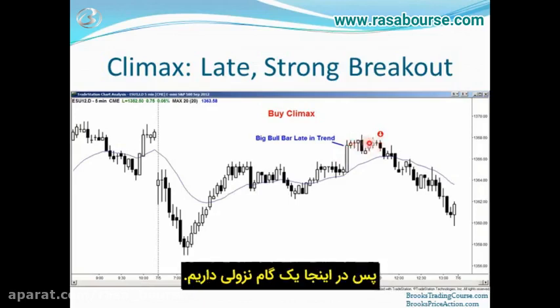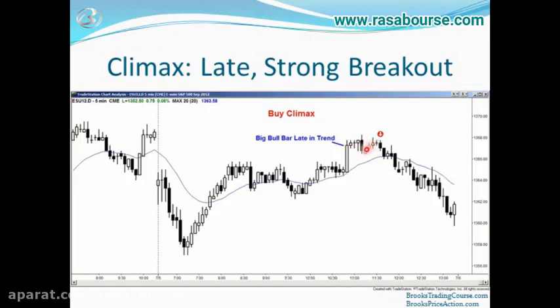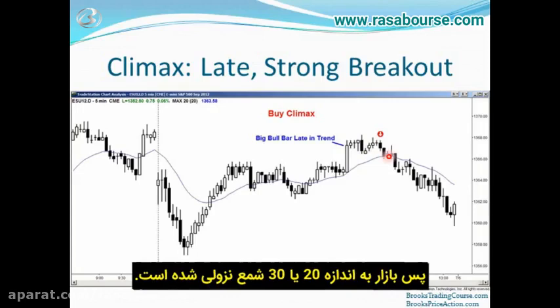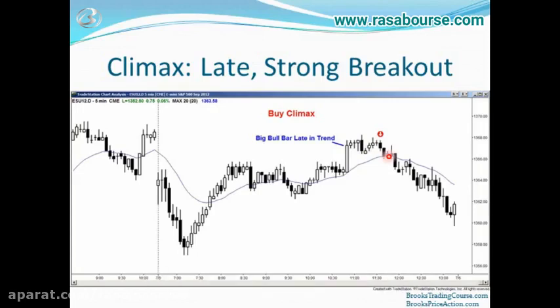So we got 1 leg down here, maybe a second leg here. Doesn't look like a deep enough correction. So I think the bulls will want it to go down lower before they'll buy again. And we ended up selling off pretty consistently for about 20 or 30 bars.